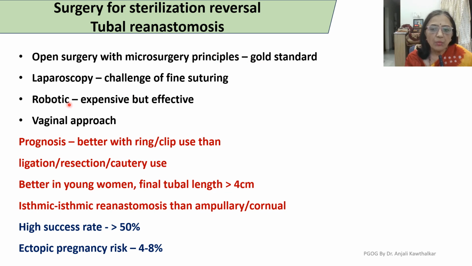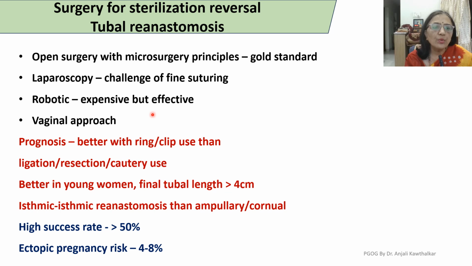Robotic surgery is now being done, and textbooks are showing many case series where the success of robotic surgery is as good as with open surgery. But robotic surgery might not be available at all places, and it is expensive, but the efficacy is the same as with open surgery with microsurgery principles. Some vaginal surgeons have tried to do tubal re-anastomosis by a vaginal approach, but it is a less commonly used approach. So the best is considered to be open surgery with microsurgery principles.